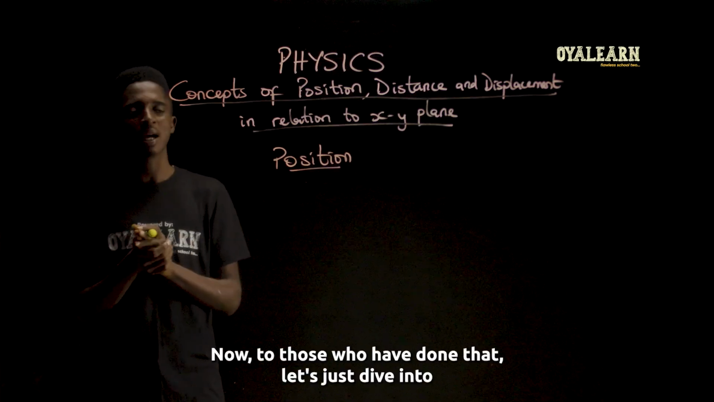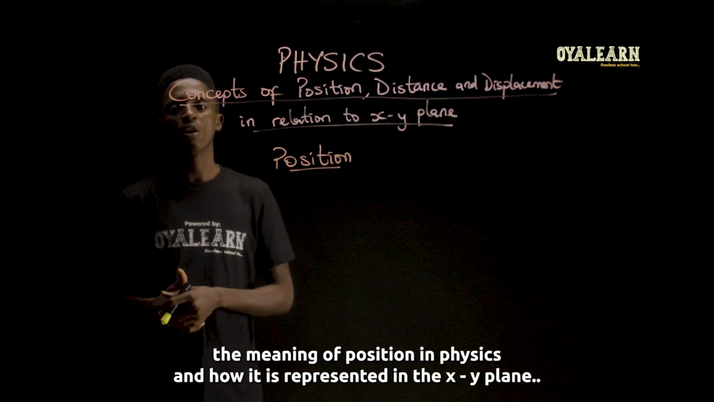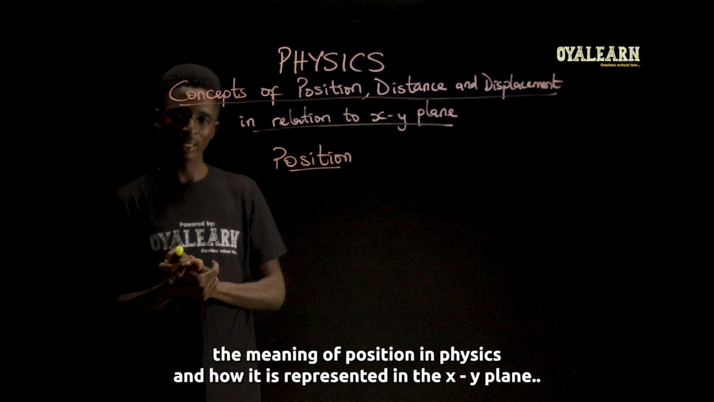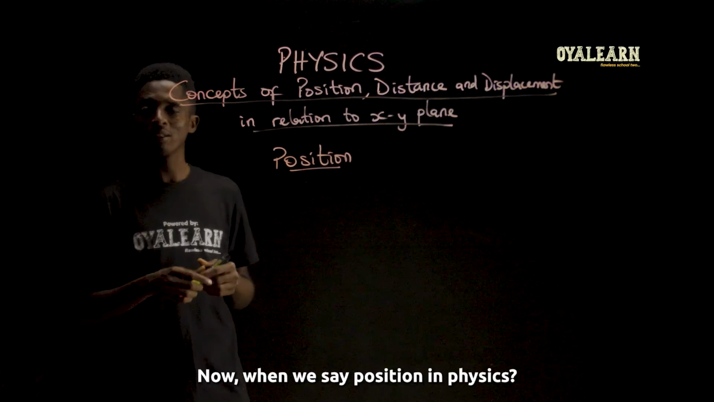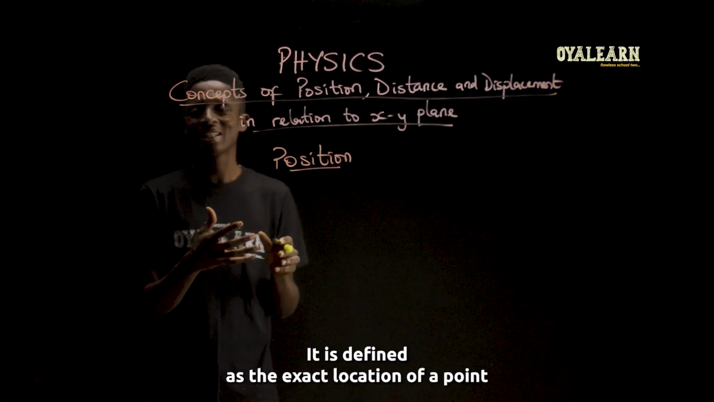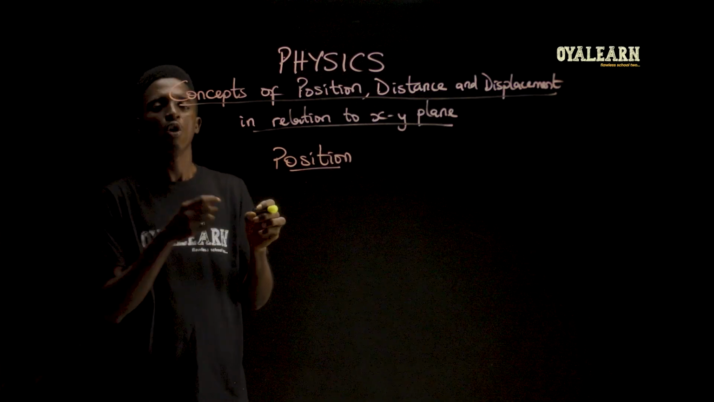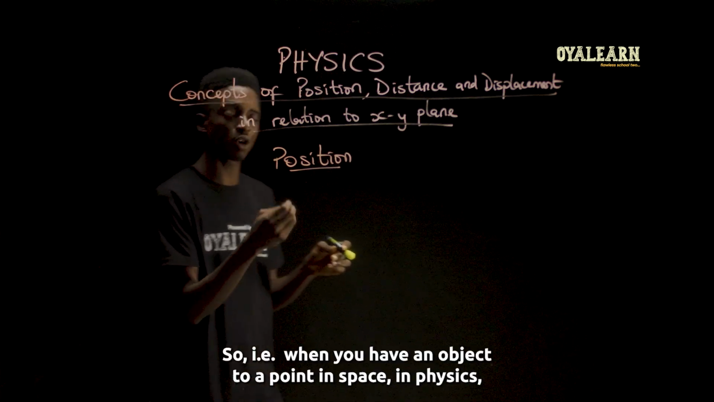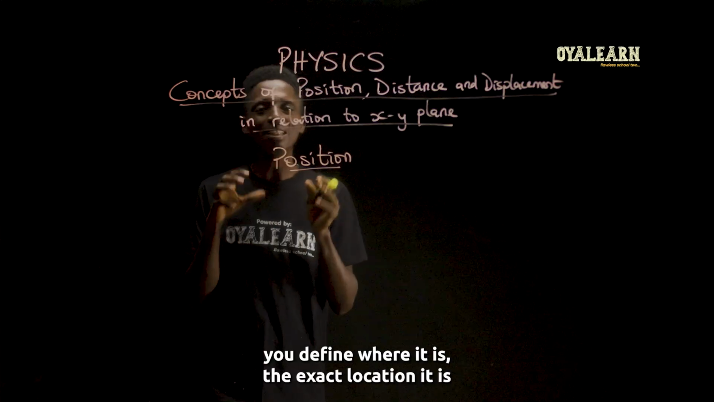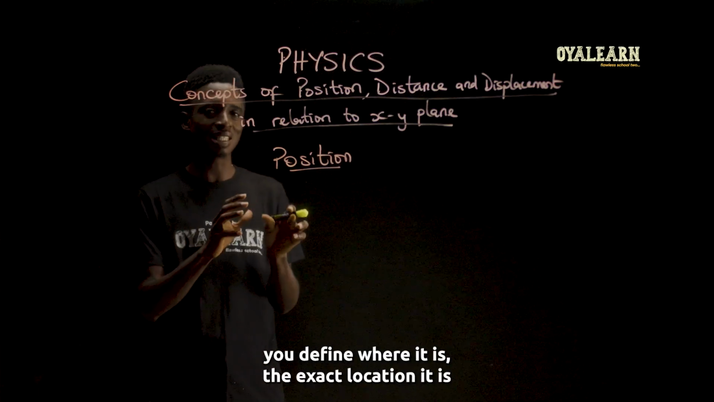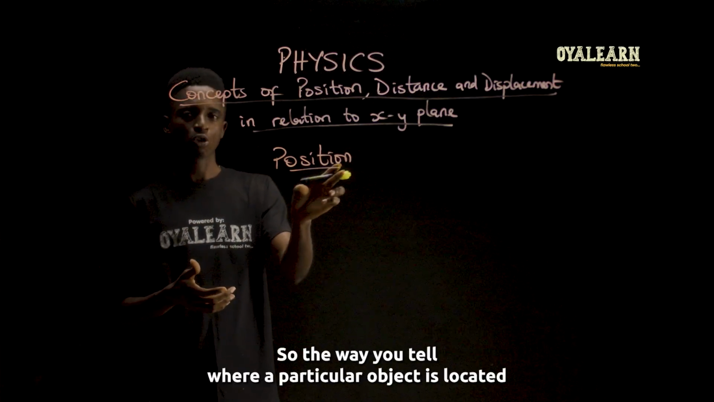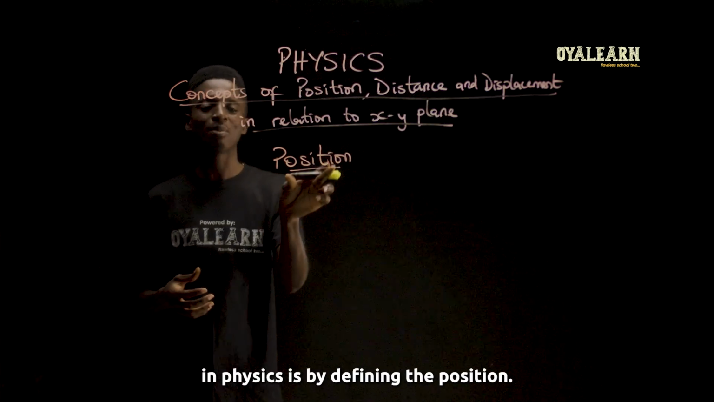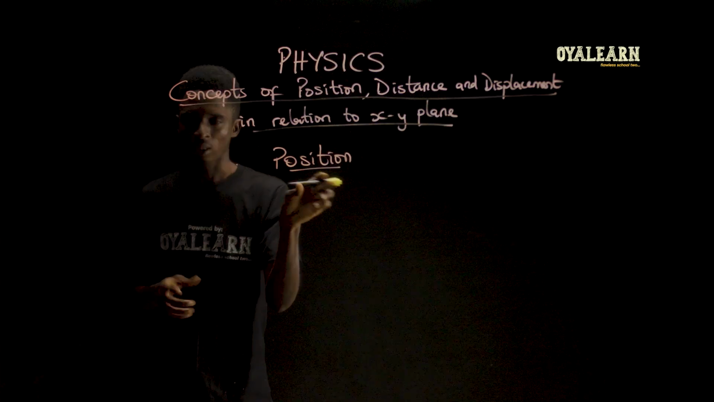Now, to those who have done that, let's just dive into the meaning of position in physics and how it is represented in the XY plane. Now, when we say position in physics, it is defined as the exact location of a point or an object in space. So that is, when you have an object or a point in space in physics, you define where it is, the exact location it is, with position. So the way you will tell where a particular object is located in physics is by defining the position. Let's put that down a bit.